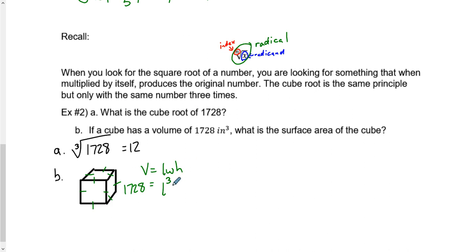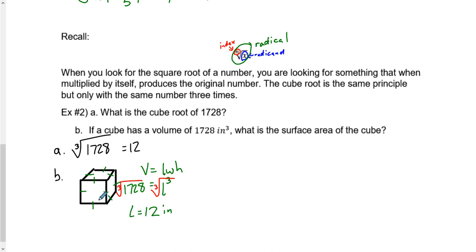And just like when we work with our Pythagorean theorem, if we want to get rid of our cube, we'd have to cube root. Obviously, Pythagorean theorem is squaring and square root. But if we cube root it, the length is 12. In this case, 12 inches. So each and every single one of these sides is 12 inches.